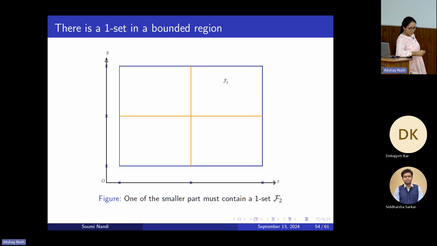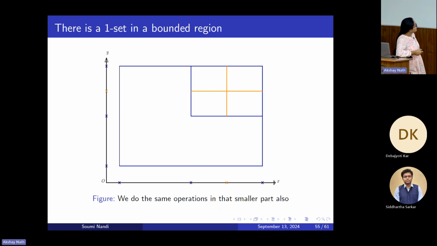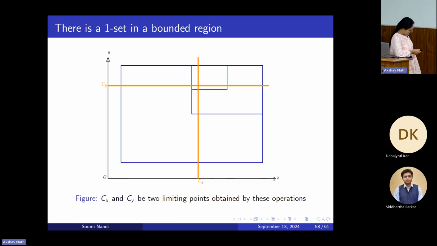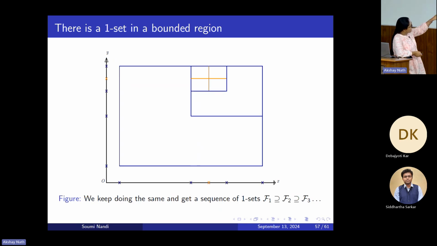Again, I divide it into four subregions. And here also, I'll get a region that contains a one set. And I keep doing this. And eventually, I'll find two lines, vertical and horizontal, where if I go very close to those two lines, there will be a one set. So how I'm getting these two lines, I'm just taking the limit of these two lines that I am getting for every one set.